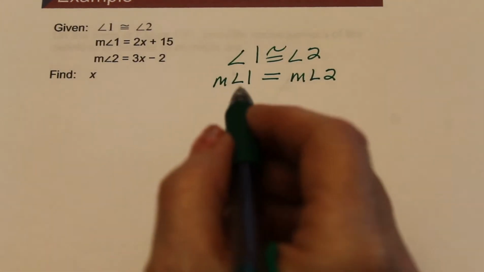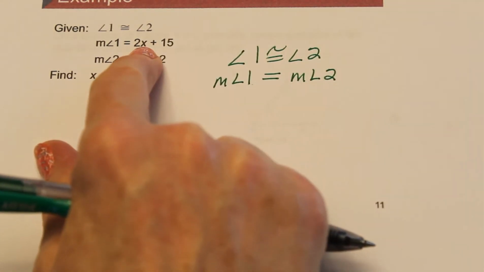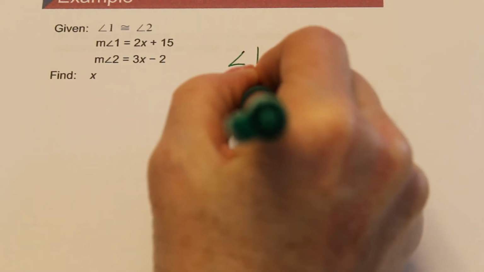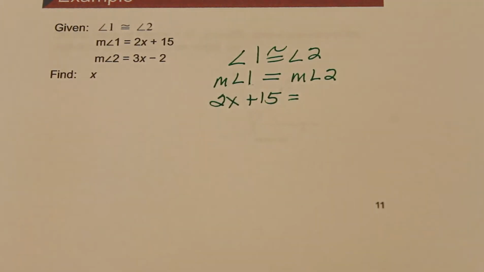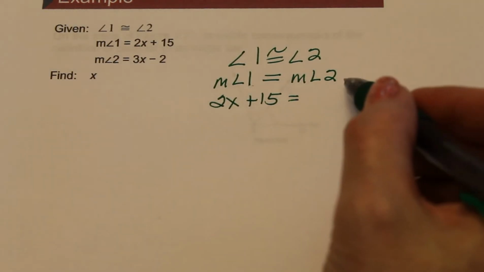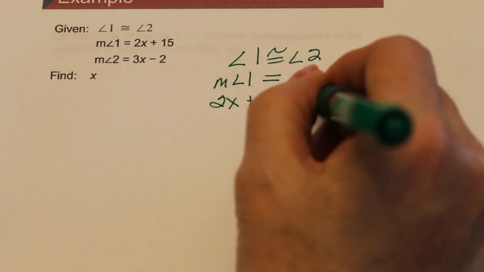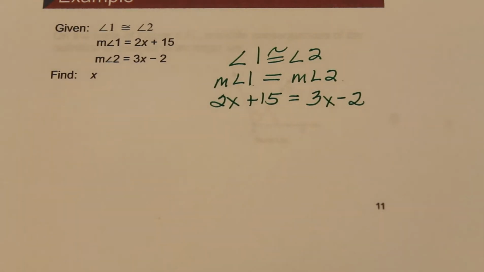Now I'm going to do substitution. Instead of the measure of angle 1 here, I am going to replace it with what the measure of angle 1 is equal to. Bring down your equal sign. And now instead of the measure of angle 2, I'm going to replace that with what the measure of angle 2 is equal to. So now I have an algebraic equation and I can solve for x.